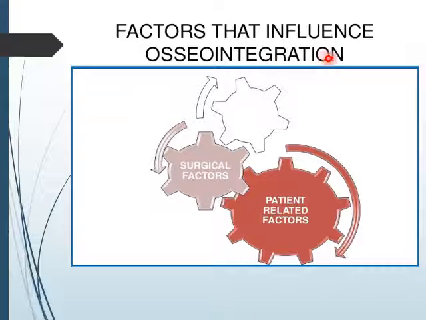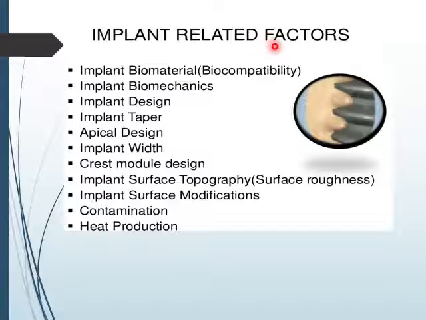The factors that influence osseointegration are surgical factors and patient-related factors. The implant-related factors include implant biomaterials, or biocompatibility between the bone and the implant surface, implant biomechanics, implant design, implant taper, apical design, implant width, crest module design, implant surface topography or surface roughness, implant surface modification, contamination, and heat production during surgical preparation.